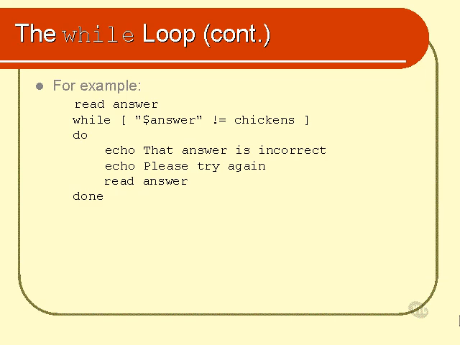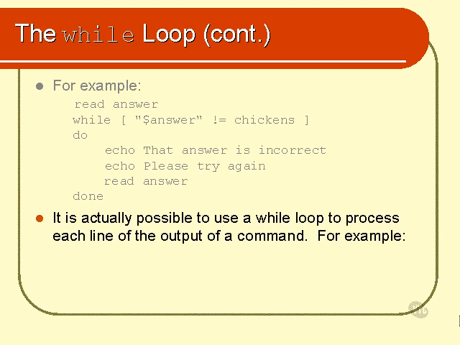So there's really not much to the while loop. It's quite simple. If you understand the if statement, then you probably understand the while loop. It's actually simpler than the if statement because it doesn't have an else clause or an elif or anything like that. But there is actually one interesting, shall we say, advanced thing that you can do with the while loop, which I'll just show you now because it is very, very useful at times. It's actually possible to get a while loop to process each line of the output of a given command. In other words, to execute the code block once for each line of the output of the command. Let's have a look at an example of that.